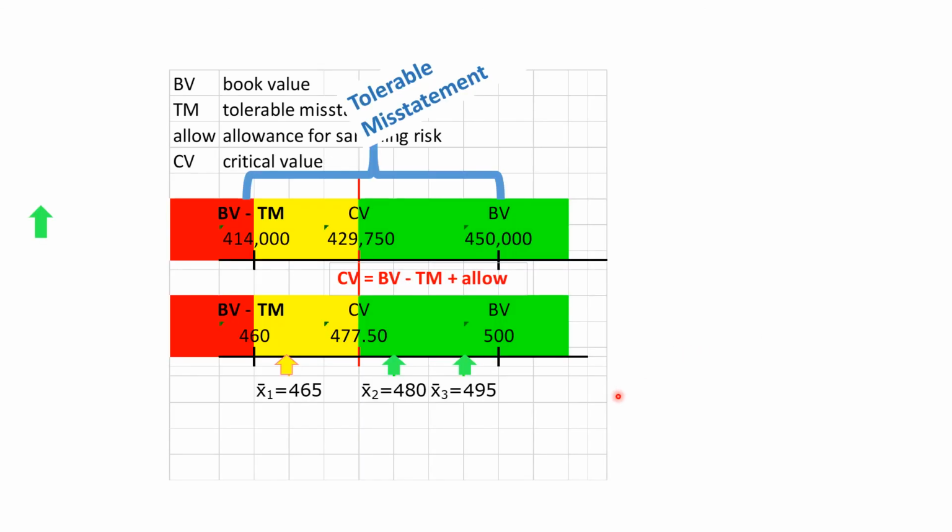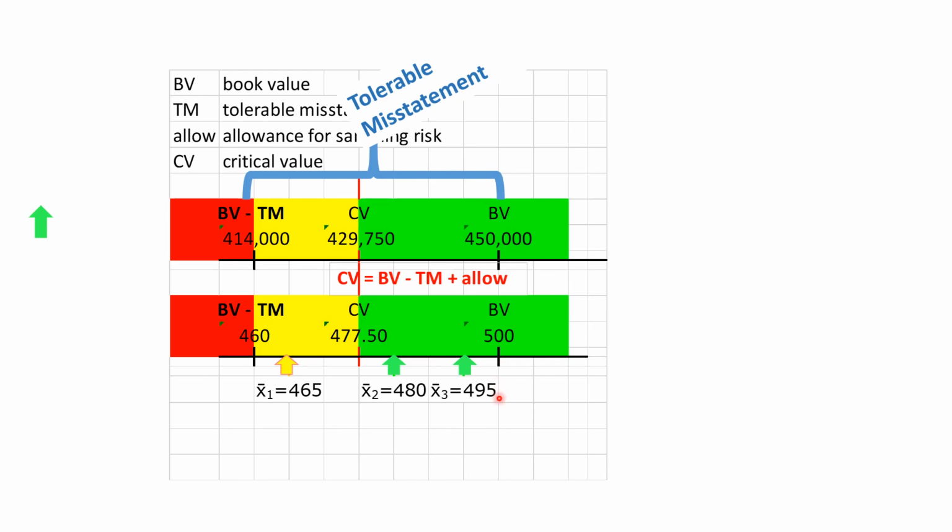Okay, so here they are on our little graph. This was the example in the book. Oh, that's too close to tolerable misstatement. Okay, I'm not happy. Oh, for a sample mean of 480, yeah, that's in the I'm happy. That's close enough to the book value.